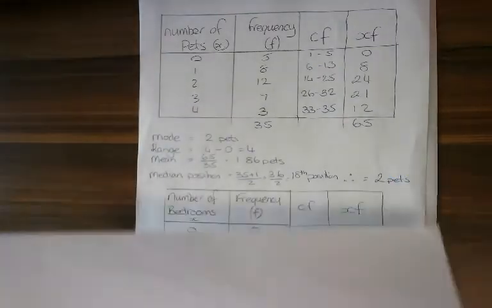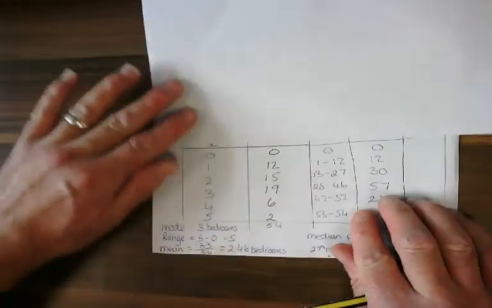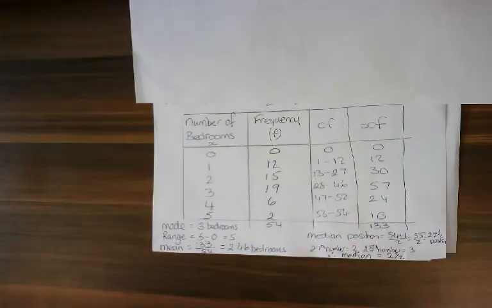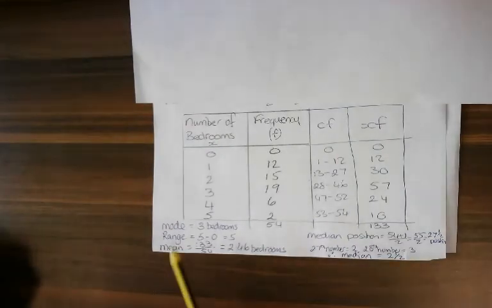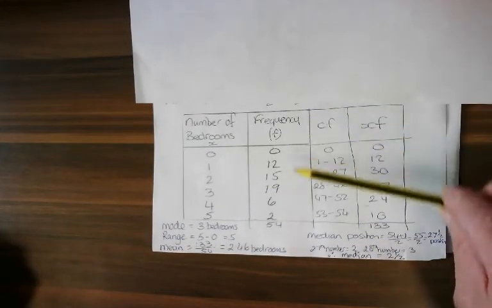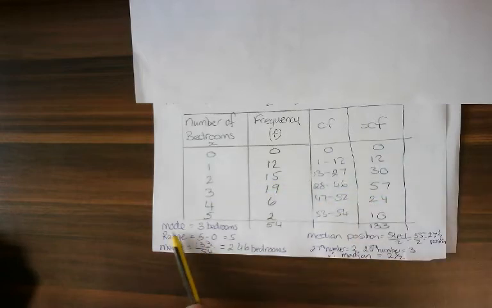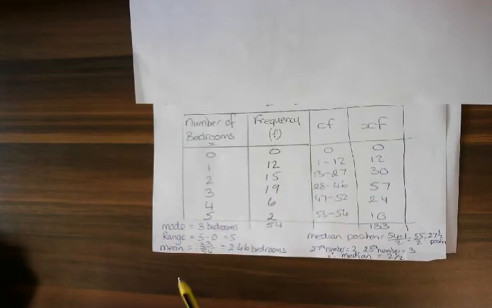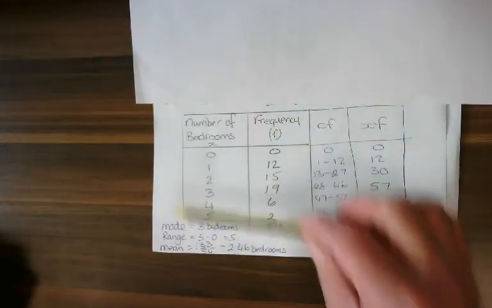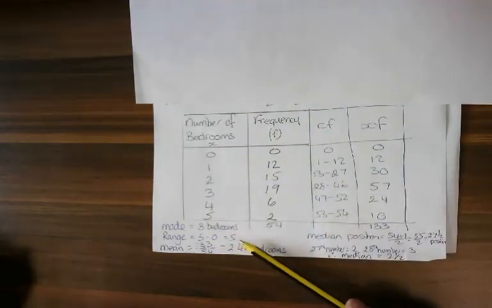Okay, looking at the second example, this one was slightly more difficult. So again, we start off nice and easy with the mode. We look for the highest frequency, which is 19, that represents 3 bedrooms, so therefore my mode is 3 bedrooms. The range, we look at the data column here, so 5 take away 0 equals 5.